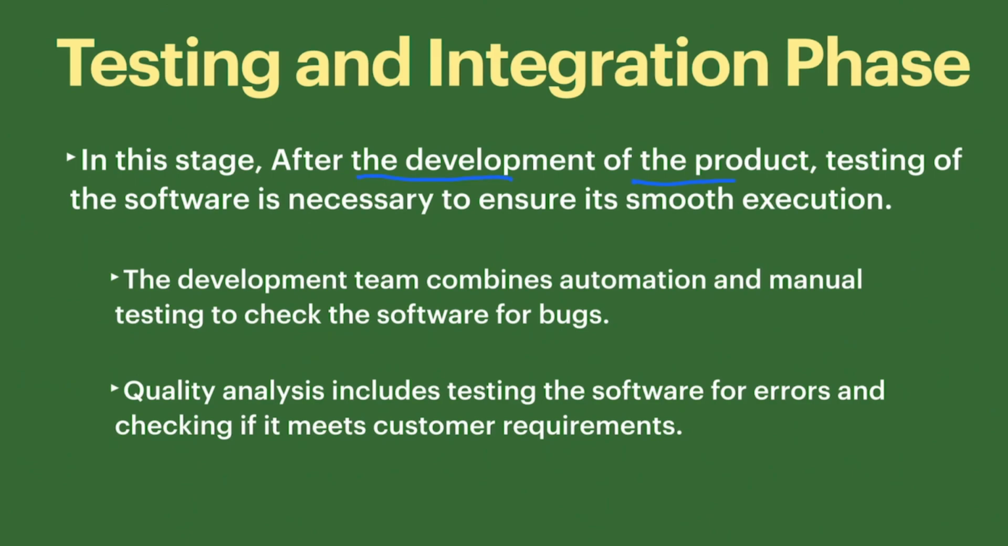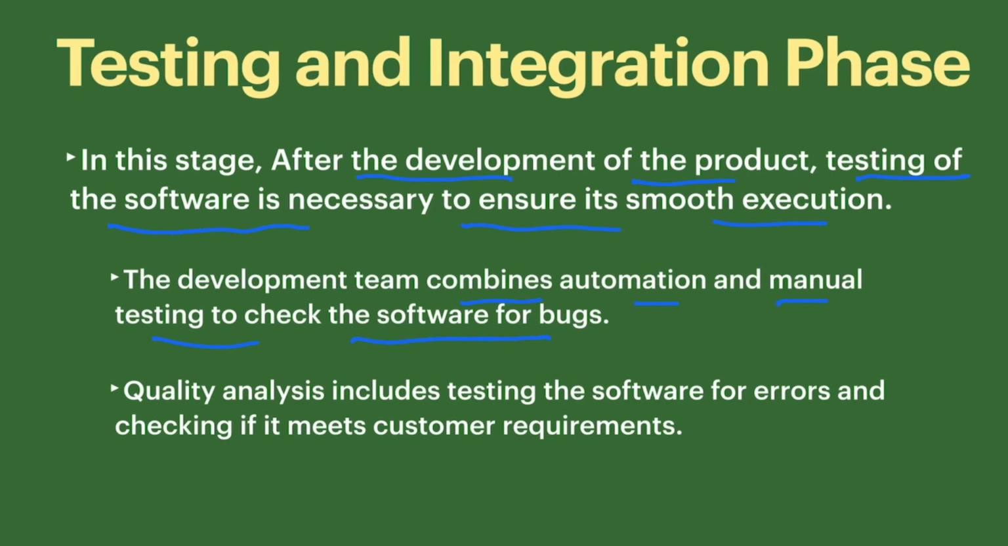After development of the product, testing of the software is necessary to ensure its smooth execution. This is a very important phase of software development because without testing we cannot be sure that our software will work smoothly. The development team combines automation and manual testing to check the software for bugs. Here the team members who are testing the software use different types of testing, so they can use automation and manual testing.